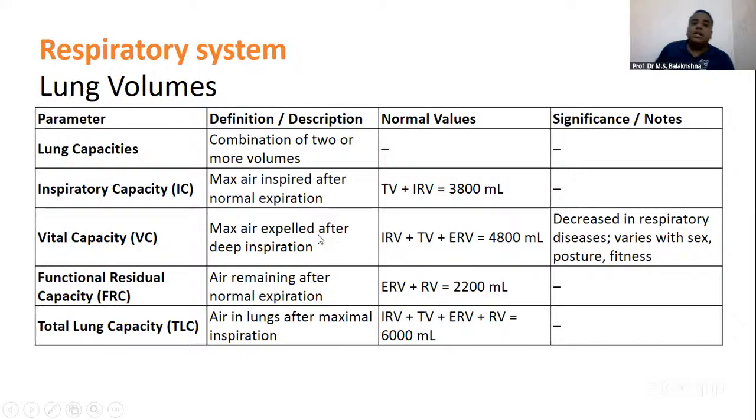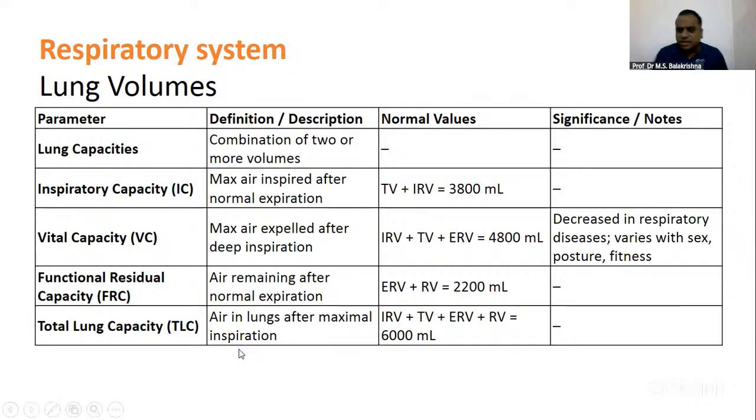Now coming to lung capacities. Till now, we studied lung volumes. Now lung capacities we study. What are lung volumes? TIER. That you understood, right? 4 are there. Now lung capacity is either 1 plus 2, then 1 plus 2 plus 3, then 1 plus 2 plus 3 plus 4. What is 1, 2, 3, 4? TIER. T plus I, T plus I plus E, T plus I plus E plus R. When all 4 you mix up, that is your total lung capacity.